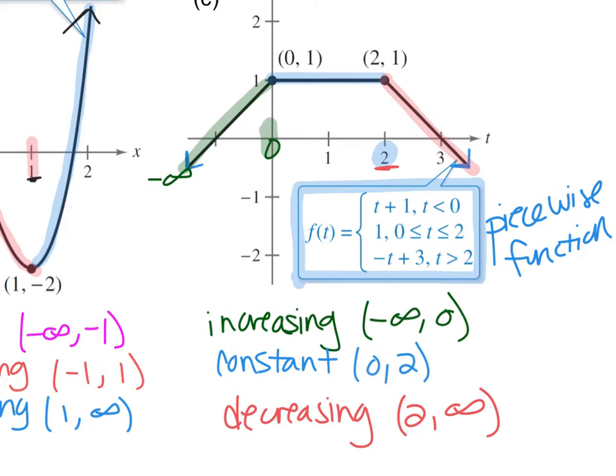So this is saying from, and it figured out the equation of the line. So the green line has the equation t plus 1. And that's true whenever the t value is less than 0, which goes to negative infinity. And then it says from 0 to 2, we're on this constant y equals 1 line. And then the equation of this line would be negative t plus 3.